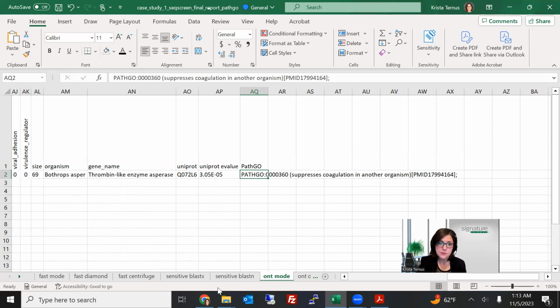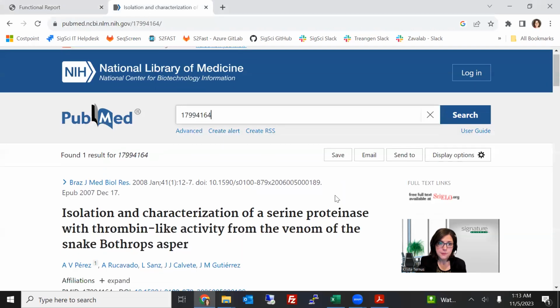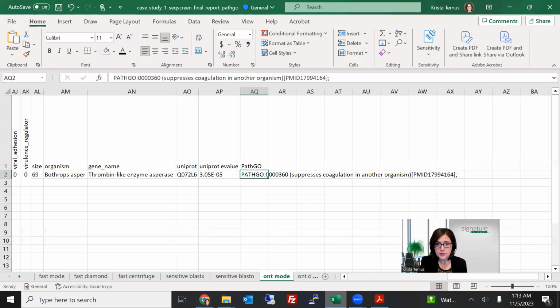And if we jump to that particular publication, we see this. So if you are using SeqScreen and you see a pathoterm like this and you want to learn more about it, you can go to this publication and learn more about the experimental and functional evidence for the pathogenic activity of that protein. So here's this. That's helpful, I think.